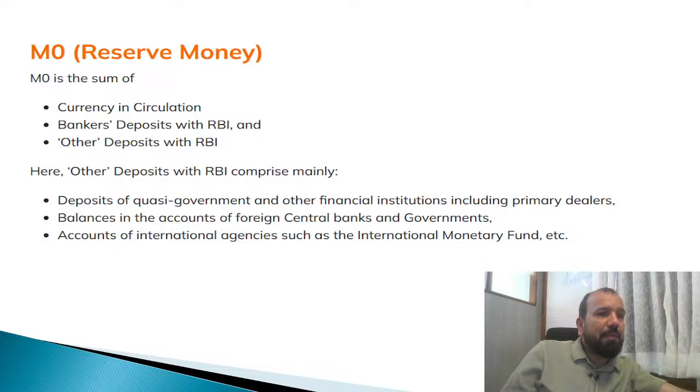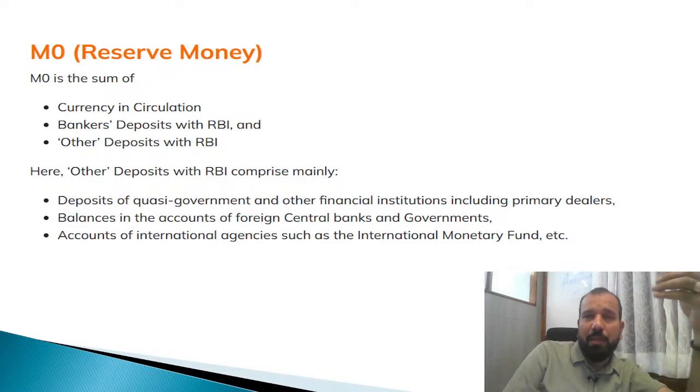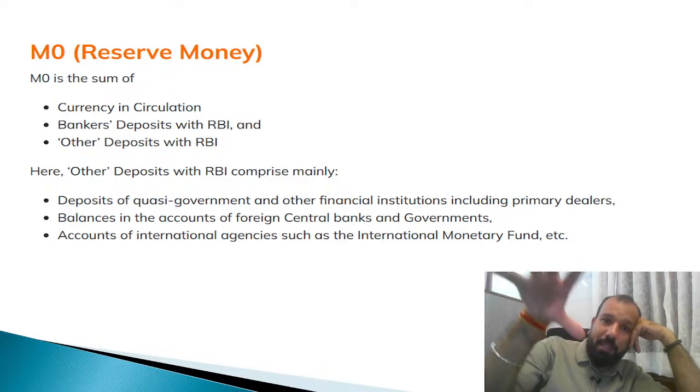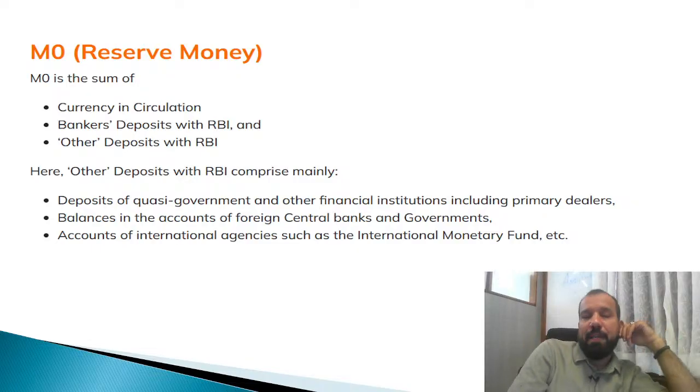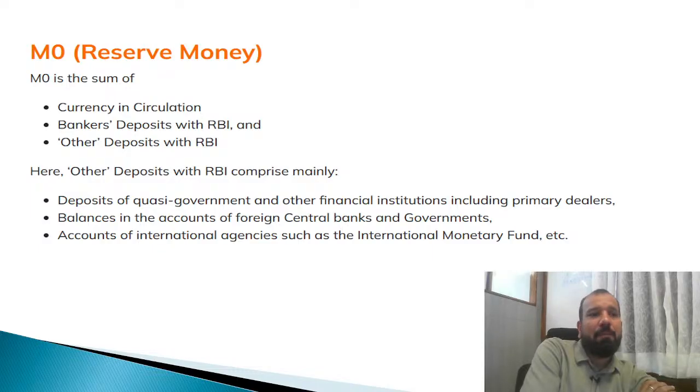M0 is the reserve money, the currency in circulation. Why did the Government of India do demonetization back in 2016? This was one of the reasons. Till that time, they had printed almost 16 lakh crore rupees of currency, but almost 30-35% of that currency was not in circulation. Some people had blocked that currency and kept it as black money. So M0 is the reserve money, the sum of currency in circulation, bankers' deposits with the RBI and other deposits with the RBI.